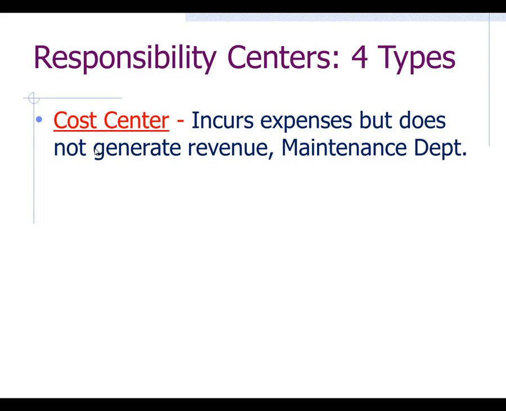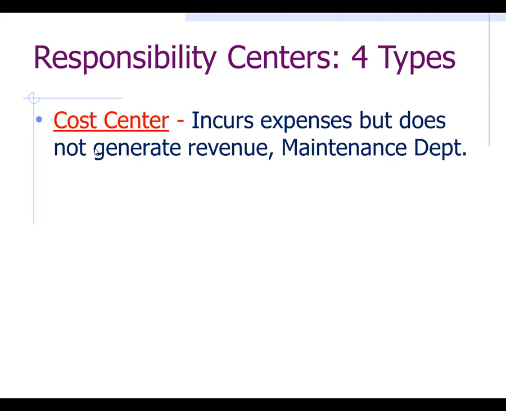Responsibility centers. The third way divisions differ is by the type of responsibility given to the division manager. As a firm grows, top management typically creates areas of responsibility, and we call those responsibility centers. A responsibility center is a segment of the business whose manager is accountable for specified sets of activities. So we're just going to go through that.